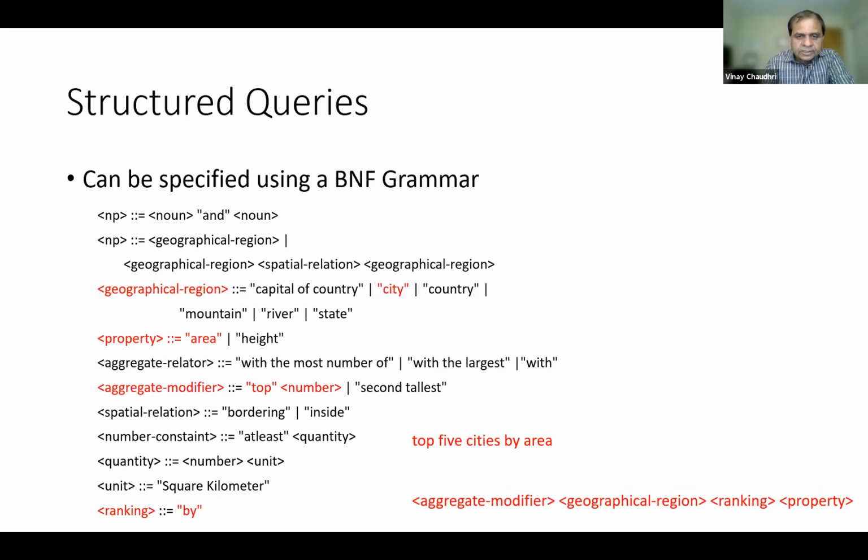Now, as a second example, let's take this query, top 5 cities by area. The first component of this query is an aggregate modifier, which is top number. Number could be replaced by any number, which in this case is 5. And then geographical region here maps to city, and property maps to area. Now, one subtlety I should point out here is that in our query, we have top 5 cities, and the completion that I've shown here using the grammar would only have top 5 city by area. That is, the plural form is not correct. Obviously, it is possible to enhance the grammar so that the plurals are handled correctly, but that requires further enhancing the grammar or making use of suitable lexicons.